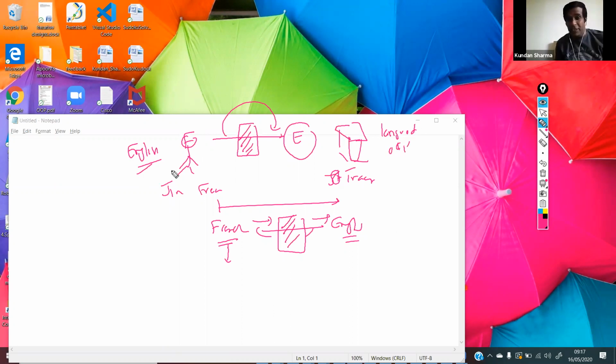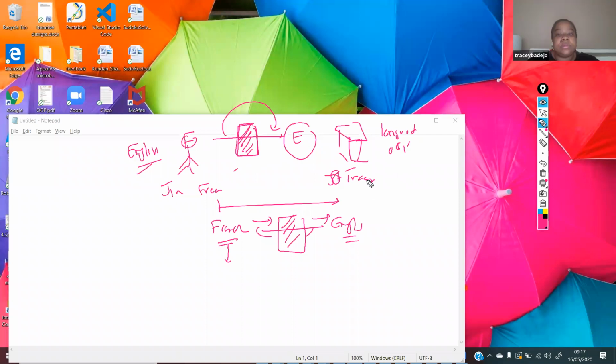That means if the person is talking English, the computer cannot understand English. The computer understands only the language of zeros and ones. So there has to be some sort of a translator which does this conversion from English language to a language of zeros and ones. Is this clear or not?